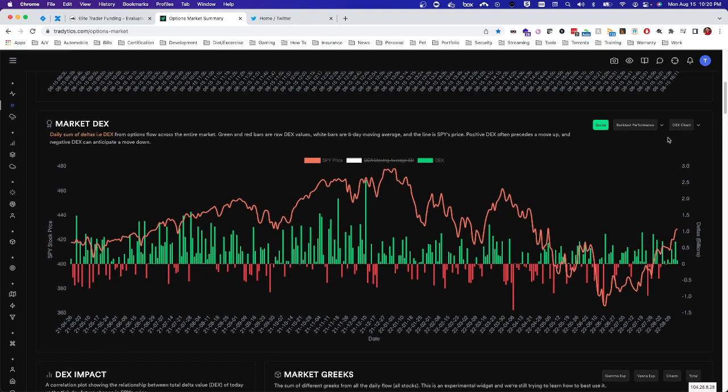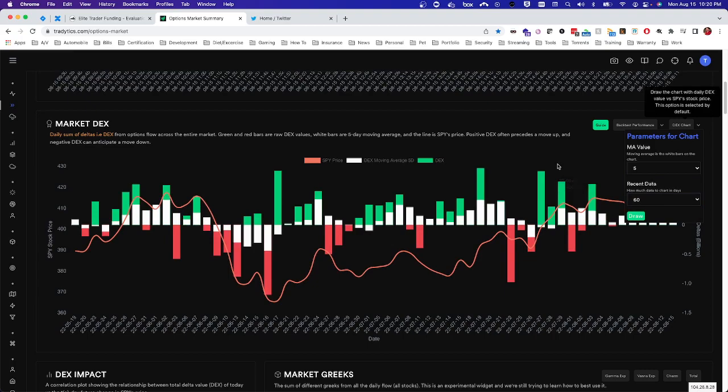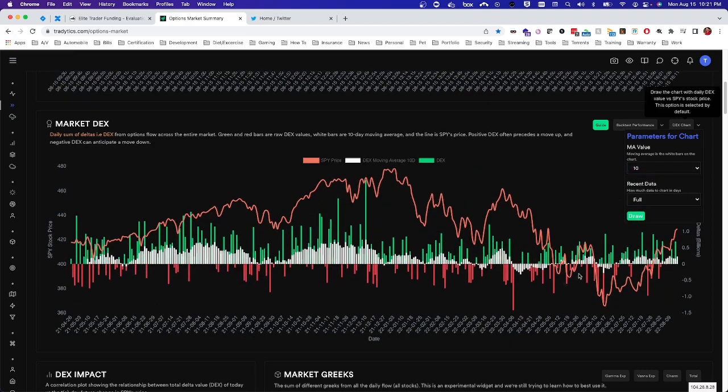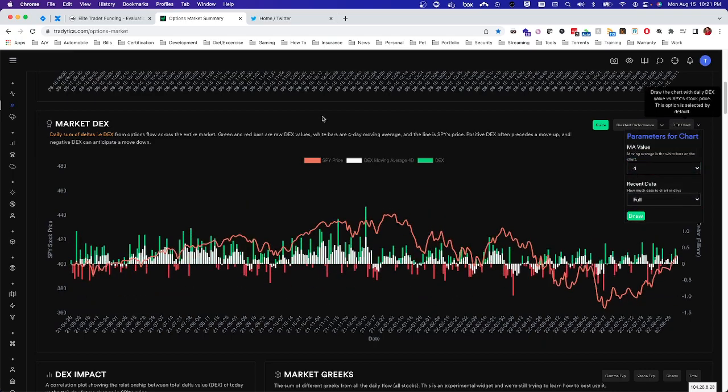Now what's nice about this is you can say, okay, just show me the past 60 days, and we can get rid of the moving average here. You can change that there. I'll set this back to full. You can also change what that moving average shows, if you want to make it based on 10 days or a lower value, 1 or 2 days, whatever you prefer. In this case, I'm not really going to be using the moving average, so we'll just make sure we hide that here.